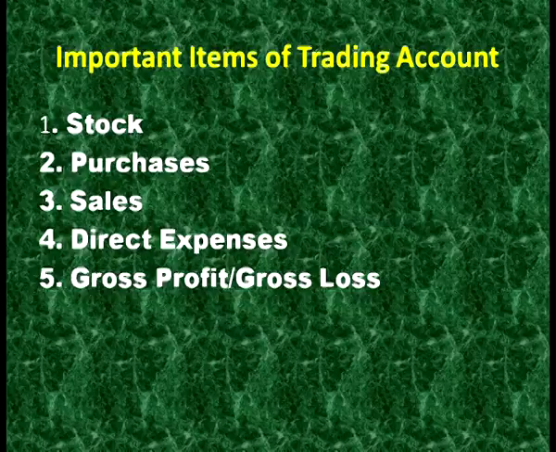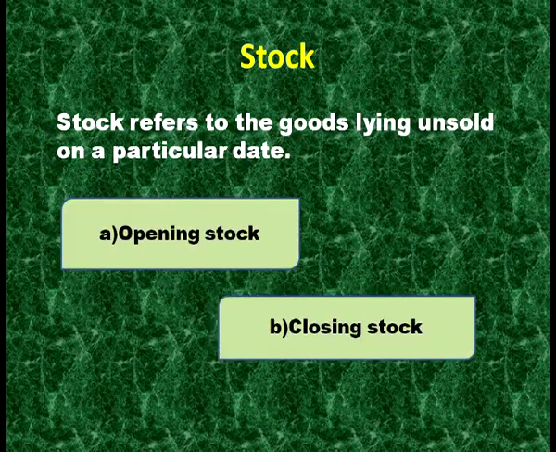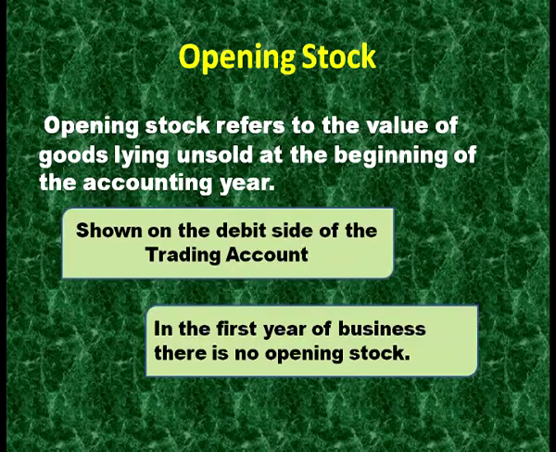What are the important items of trading account we have seen till now? Stock, purchases, sales, direct expenses, gross profit or gross loss. Stock refers to the goods lying unsold on a particular date. It can be an opening stock or it can be a closing stock. What is opening stock? Opening stock refers to the value of goods lying unsold at the beginning of the accounting year, and this is shown on the debit side of the trading account. But if you are starting your business fresh, then definitely you will not have any opening stock.